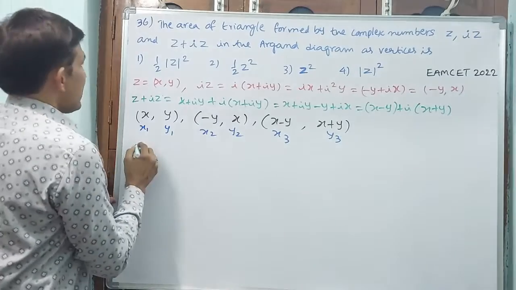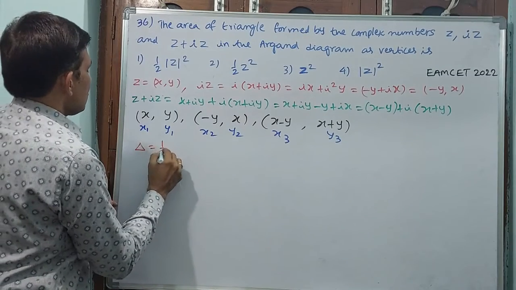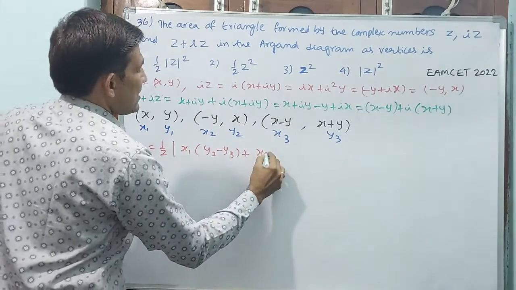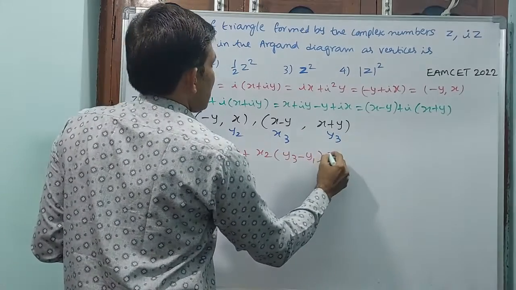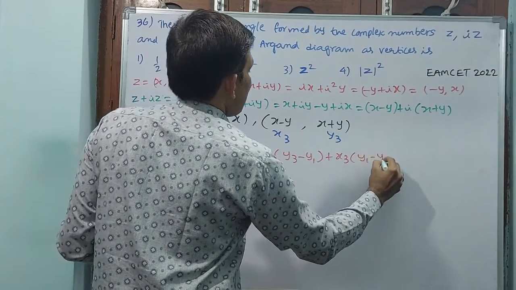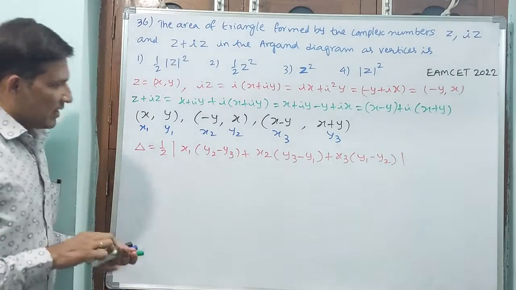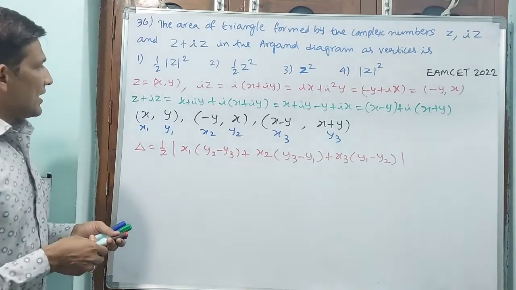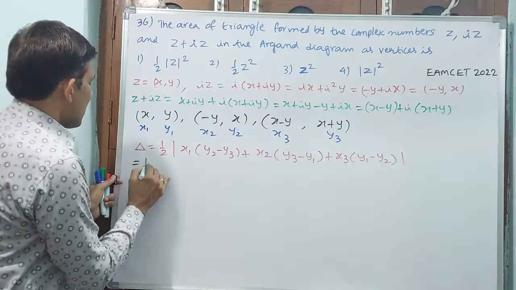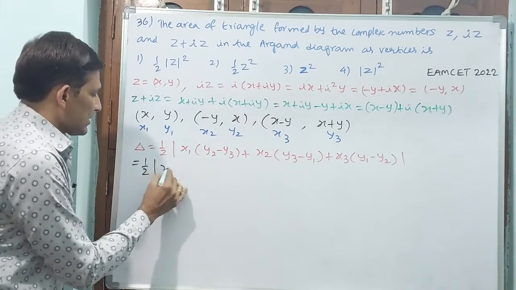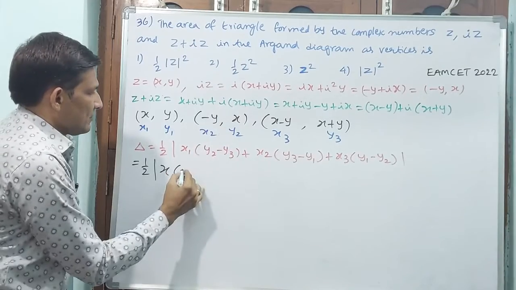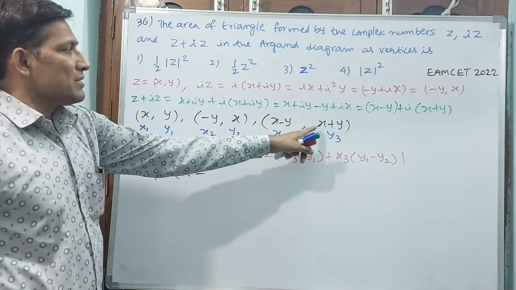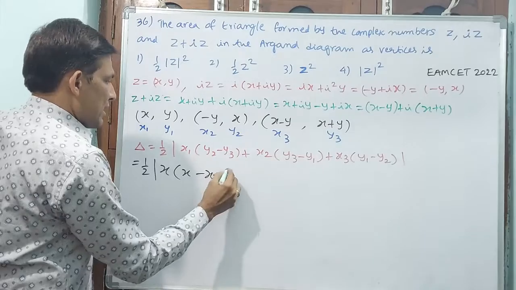Write down the formula. Area delta is equal to half modulus of x1 into y2 minus y3 plus x2 into y3 minus y1 plus x3 into y1 minus y2, close the modulus. This is the formula for the area of the triangle. Now you substitute those values. That is equal to half modulus of x1, which is x, y2 is x, again minus y3, y3 is completely this. Minus of this means minus x minus y. Don't forget, minus x minus y.